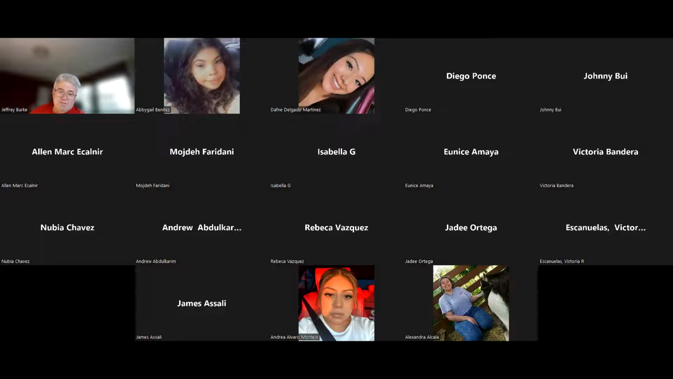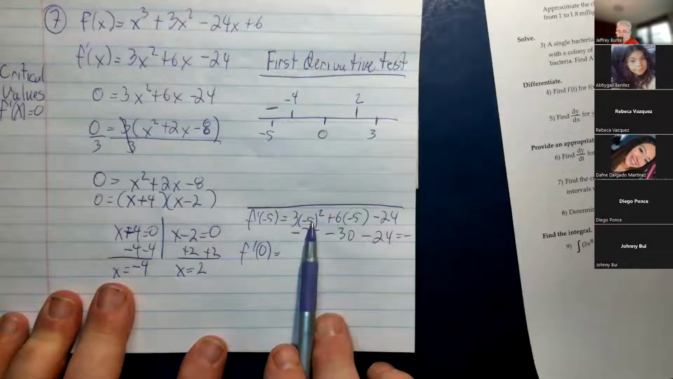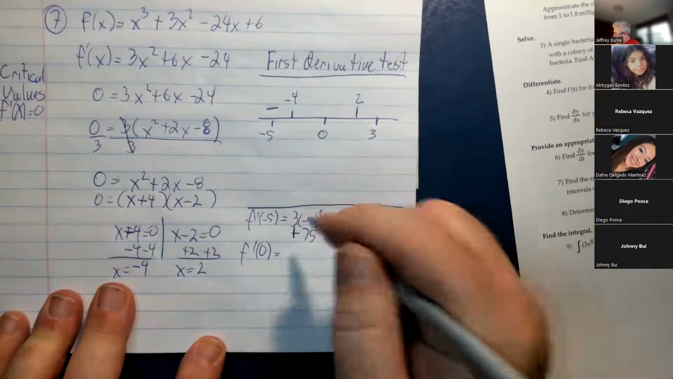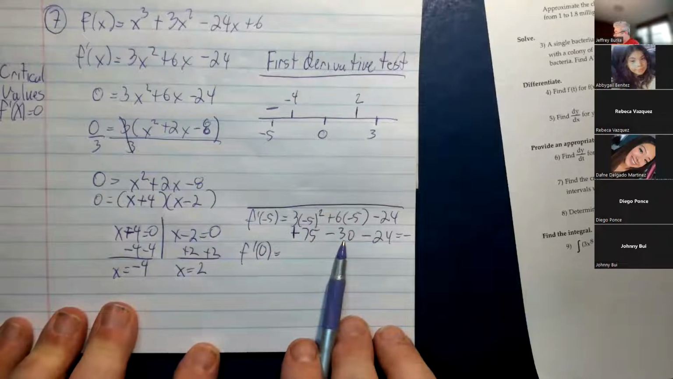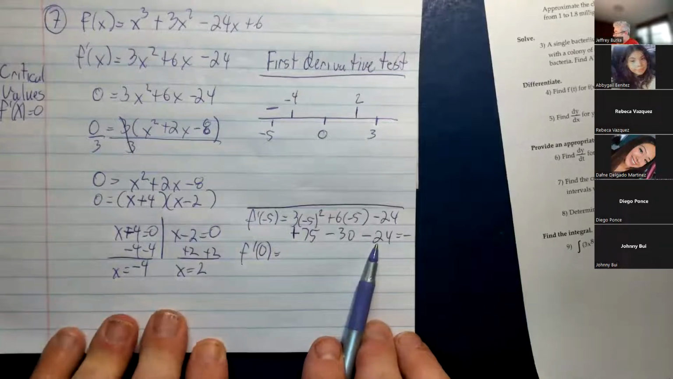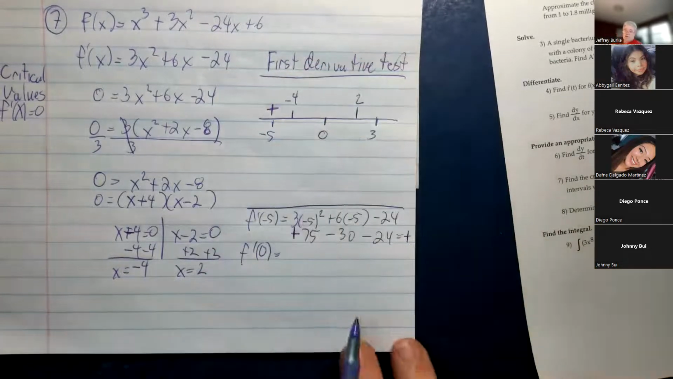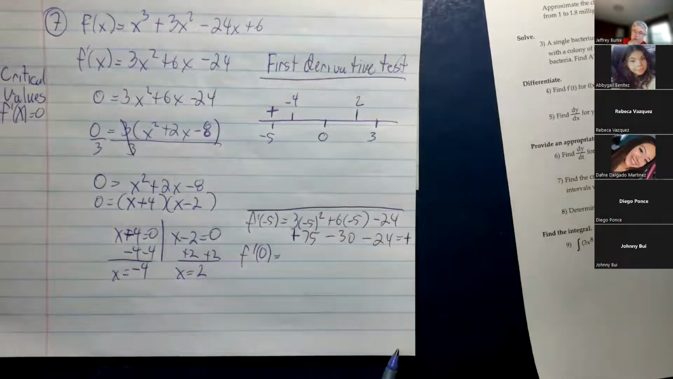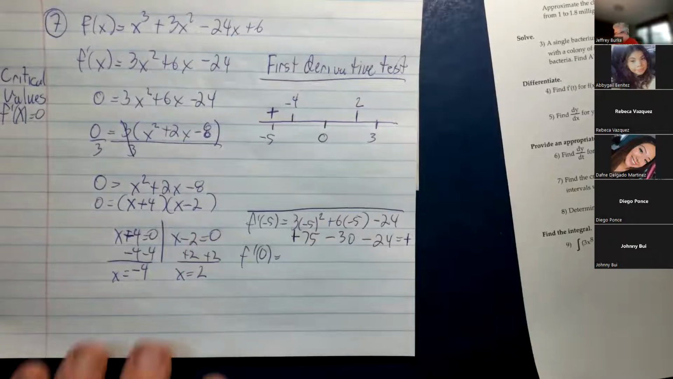Let me go back to the screen here. When I square -5, that's going to be +25, and +25 times 3 is 75. That's going to be +75. 75 minus 30 is going to be 45. 45 minus 24 is still going to be +21. So this is actually going to be plus. So this function is going to be increasing on this interval. Let's see what happens when we put f prime of x equal to 0. So this is increasing because the first derivative is positive there.